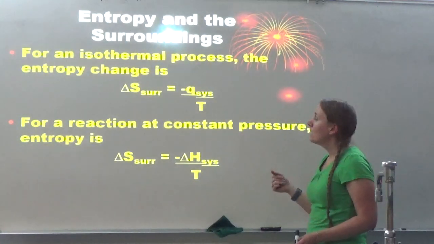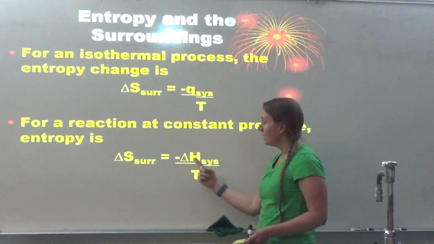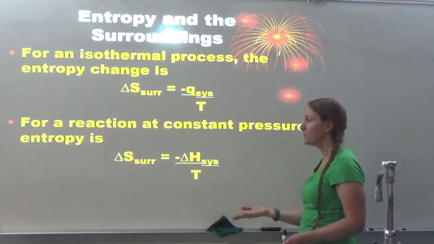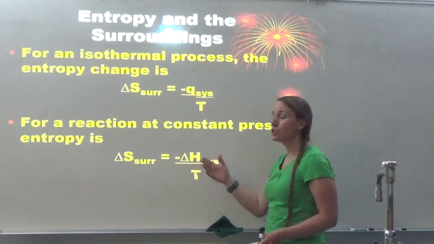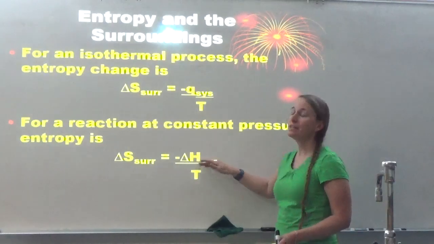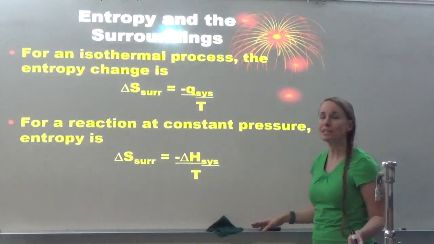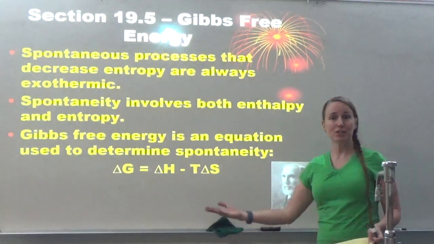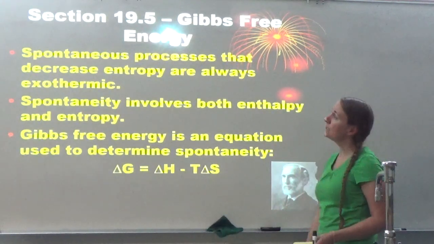For a reaction at constant pressure, you can exchange Q and delta H. And again, we've already talked about that in the previous video. Because remember, delta H is just your enthalpy change at constant pressure. Okay, and so you can use that same formula, so we don't have any practice with that because we already used that formula in the last video. All right, so section 19.5, we're going to go into Gibbs free energy.